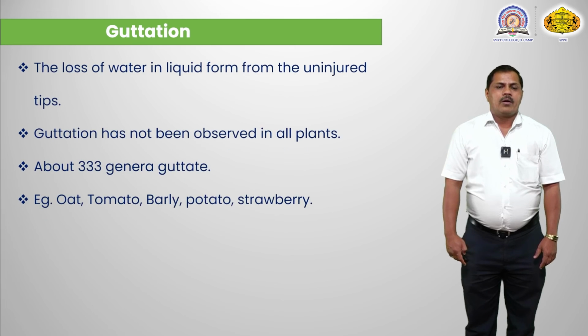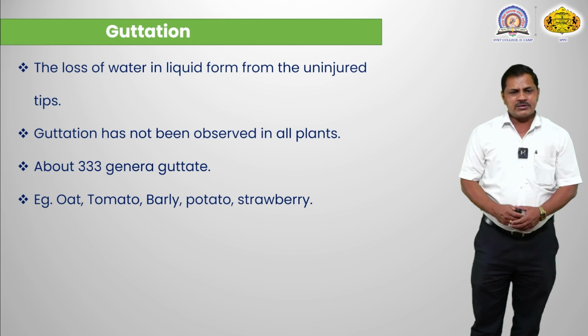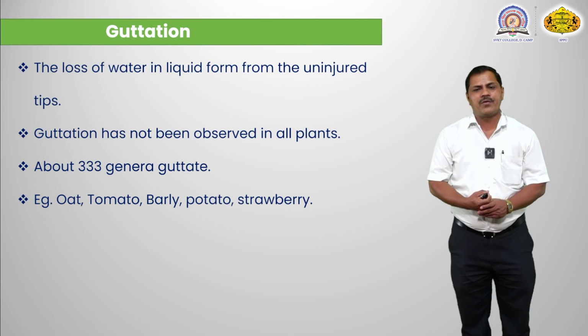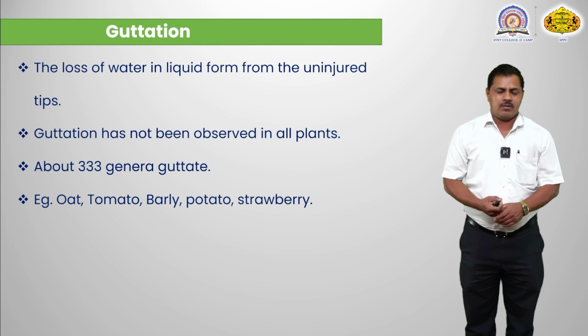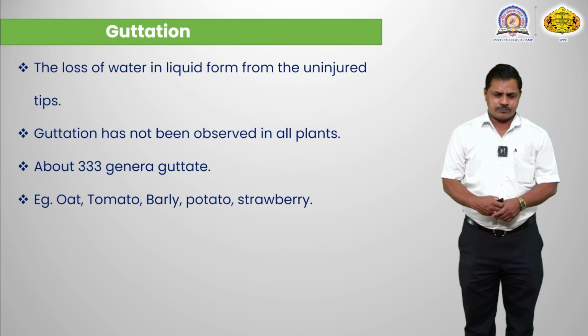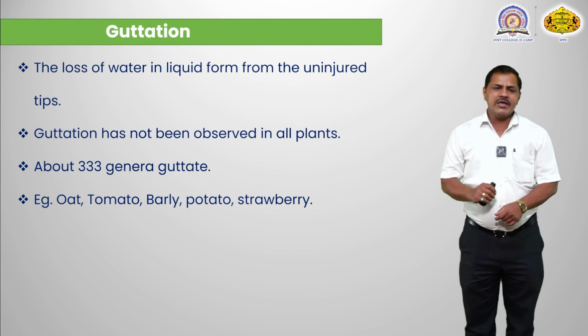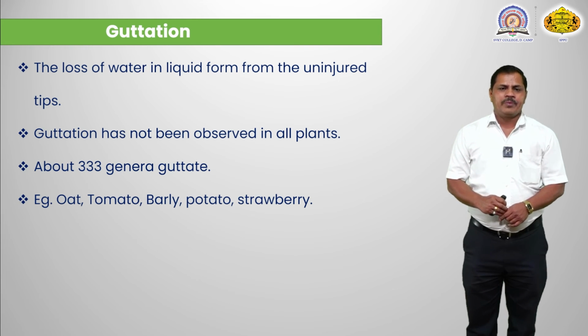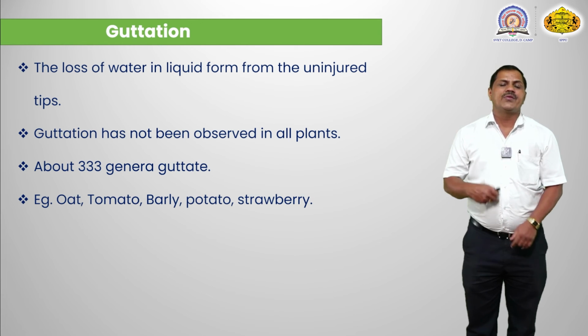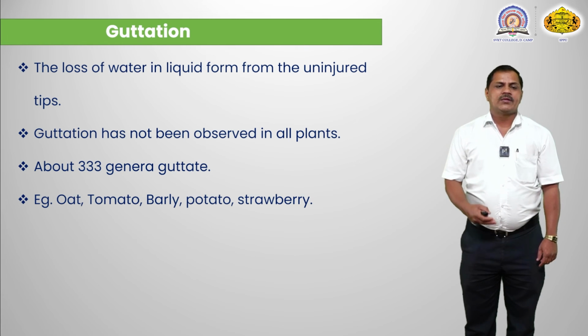Then the next point is guttation. What is guttation? It is the loss of water in liquid form from uninjured tips. In the uninjured tip parts of the leaves and stem, the loss of water molecules in liquid form is called guttation.